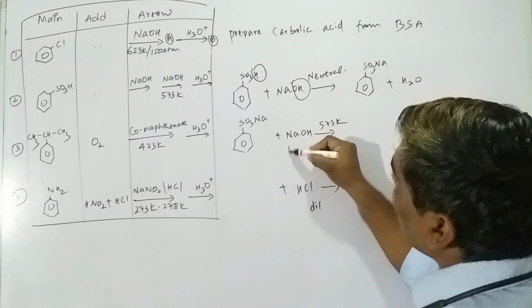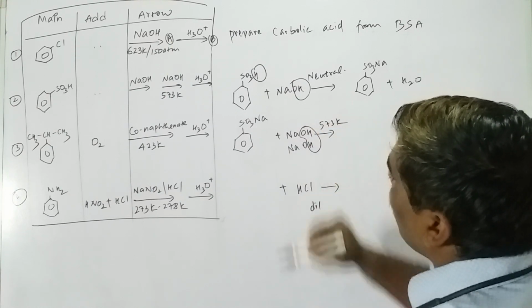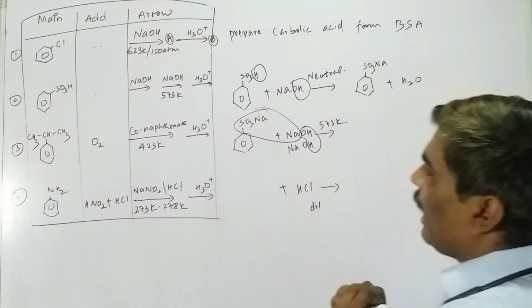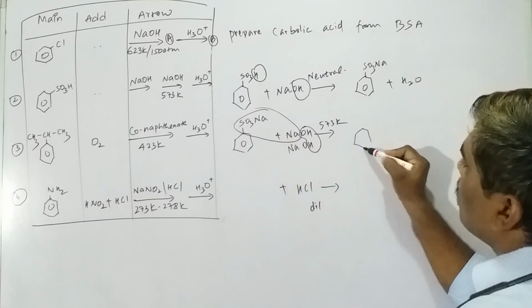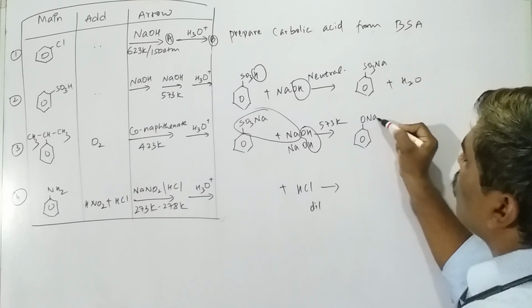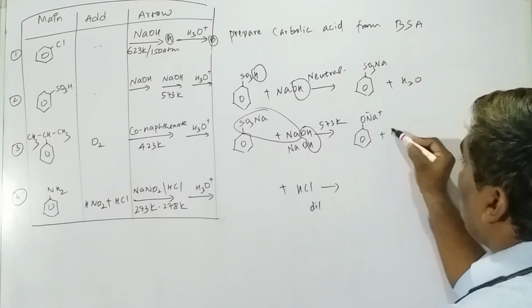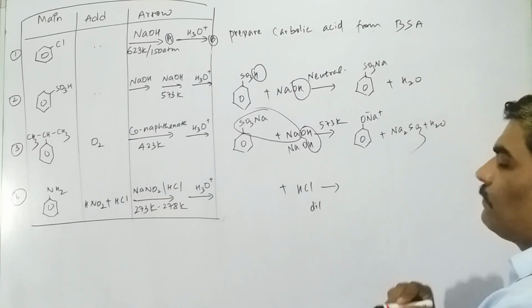Rest is all one and the same thing, a water molecule is given out, and sodium sulfite, Na2SO3, forms here. And what will you attach? Same like Dow's process, you'll write here ONa, which is sodium phenoxide, plus Na2SO3 and plus water.